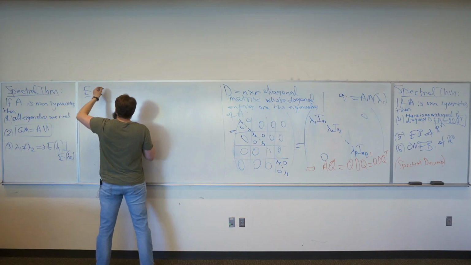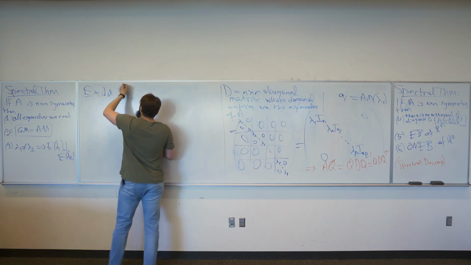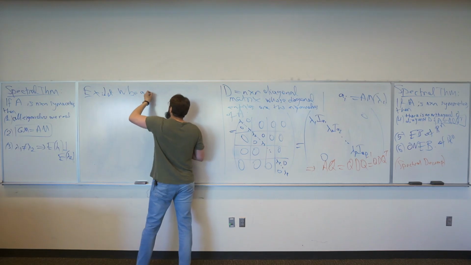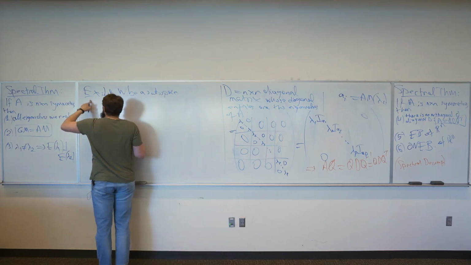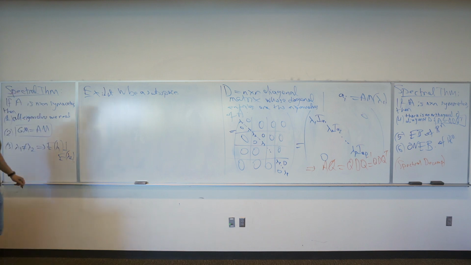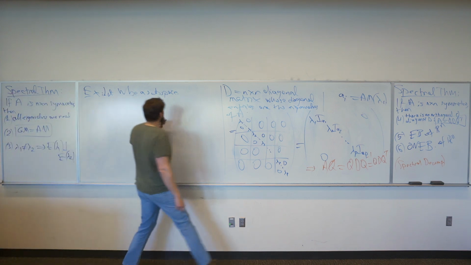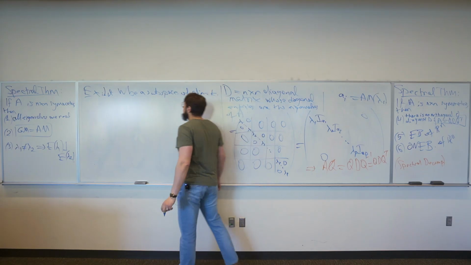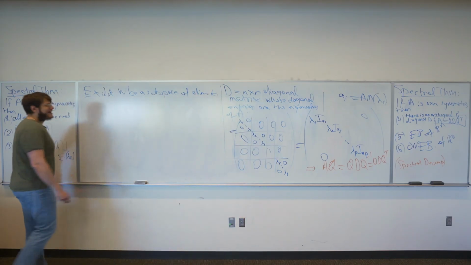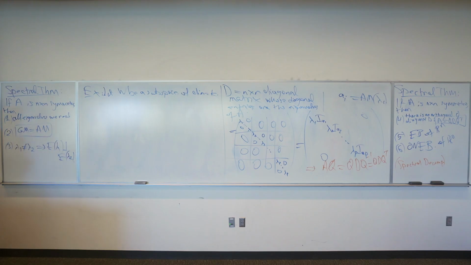I'll write it like this. Let W be a subspace of dimension k, let's say. Then I have, by way of Gram-Schmidt, an ONB for W.